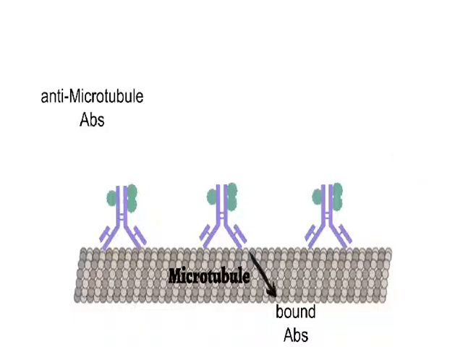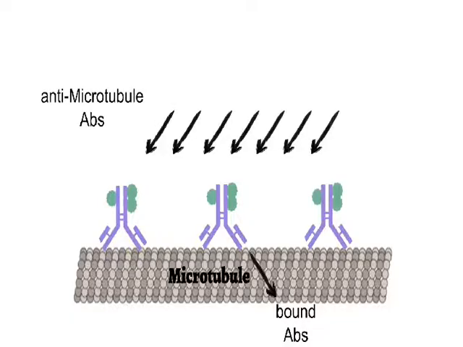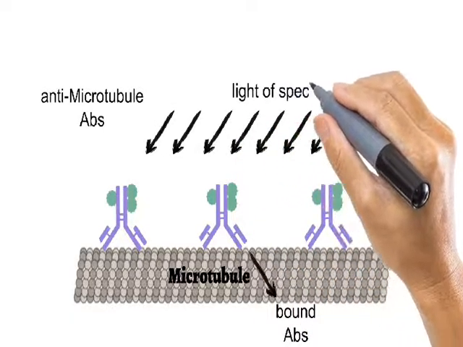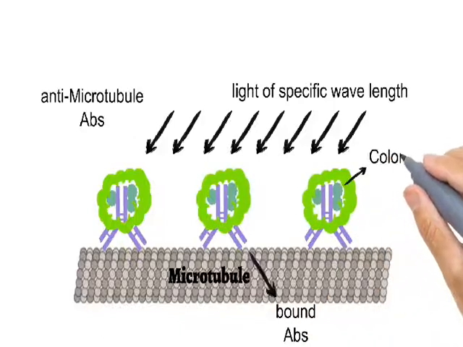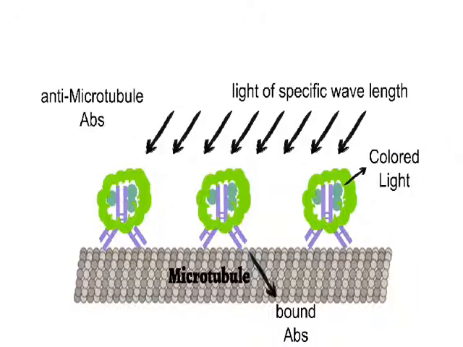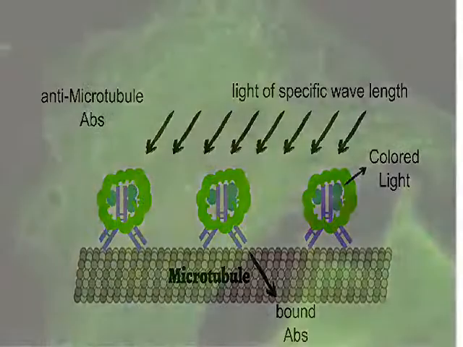After this, the slide is observed under a fluorescence microscope. The fluorescence microscope will bombard the slide with light of a specific wavelength, and this light will excite the fluorochrome to emit a colored light from the microtubule, and therefore our target, the microtubule, can be seen as a color emitting area like this.